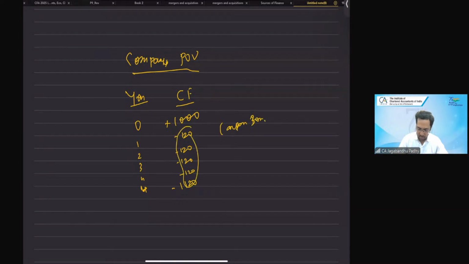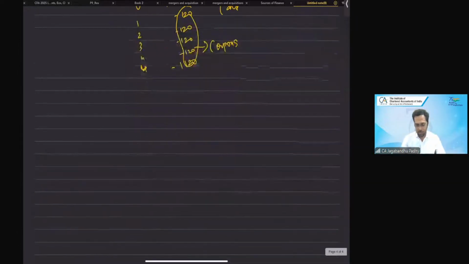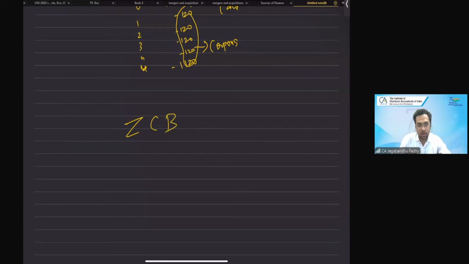This 120 which you are receiving, these are called coupons. So you invest 1,000, you receive 120 every year, which is 12%, and then finally you also receive the principal amount. That's a normal bond that we are talking about. But when we talk of a zero coupon bond, it means there is no coupon. So in such bonds, the company will receive, let's say, 60 rupees now, and directly at the end of the fourth year, it will pay back 100. So it's like you took a loan of 60 and repaid 100 along with interest.